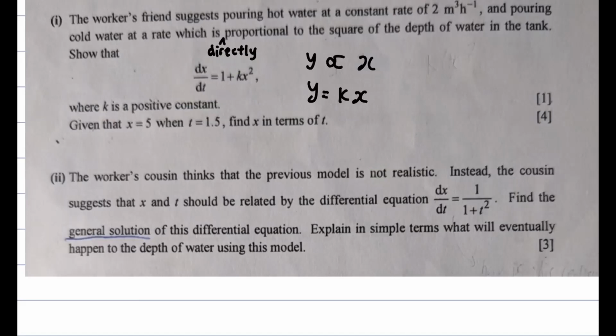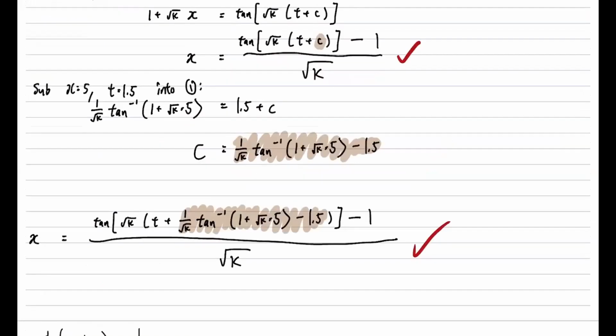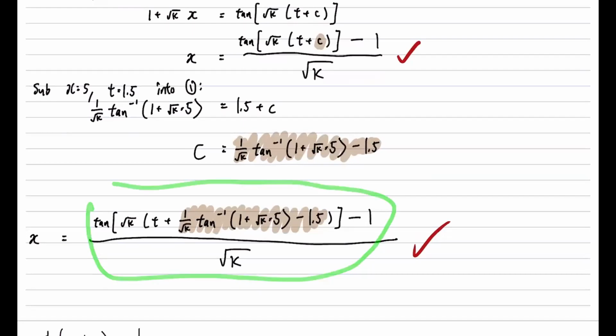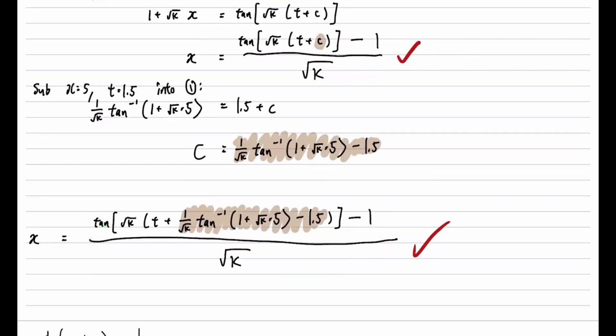One possible reason is what this model is suggesting. Let's just look at the x that we solved for. It is tangent of some function of t, minus 1 over square root k. What do you know about the tangent graph? Is the range between 1 and -1?